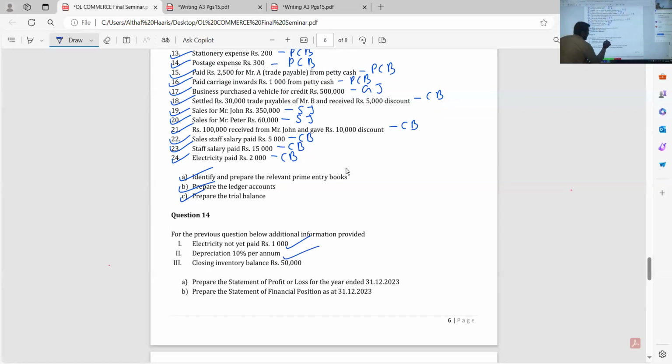When they give the closing inventory, always write down 2 arrows. Put a couple of arrows like this, kids.